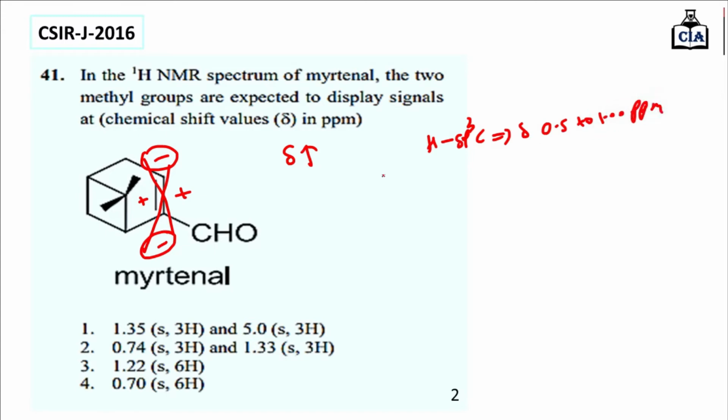Okay, but this CH3 group is attached such that these CH3 protons are present in the deshielding zone. So they might have a chemical shift value more than 1 ppm, so it will resonate at 1.33 ppm. Now this other one is outside of the deshielding zone, so it will show the normal chemical shift value in between 0.5 to 1 ppm. Okay, so this CH3 will show a singlet at 0.74 ppm. So our correct answer will be the second.